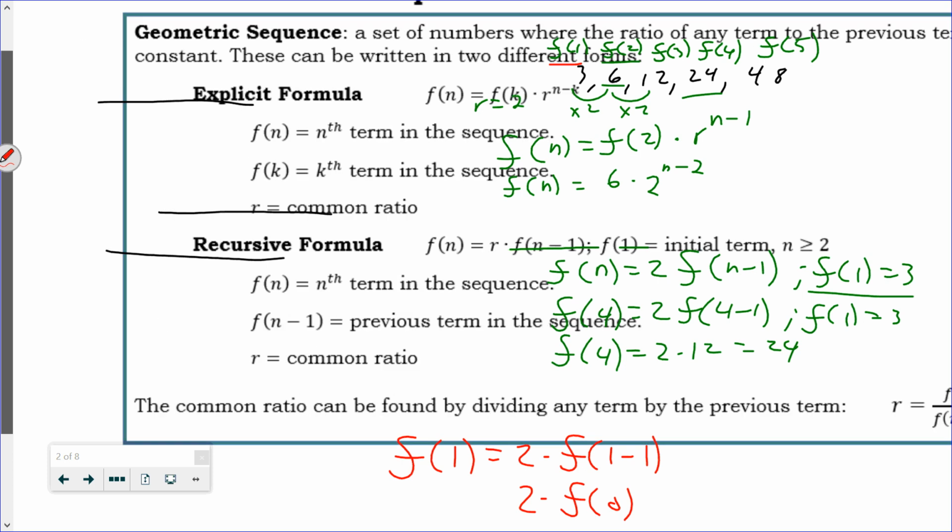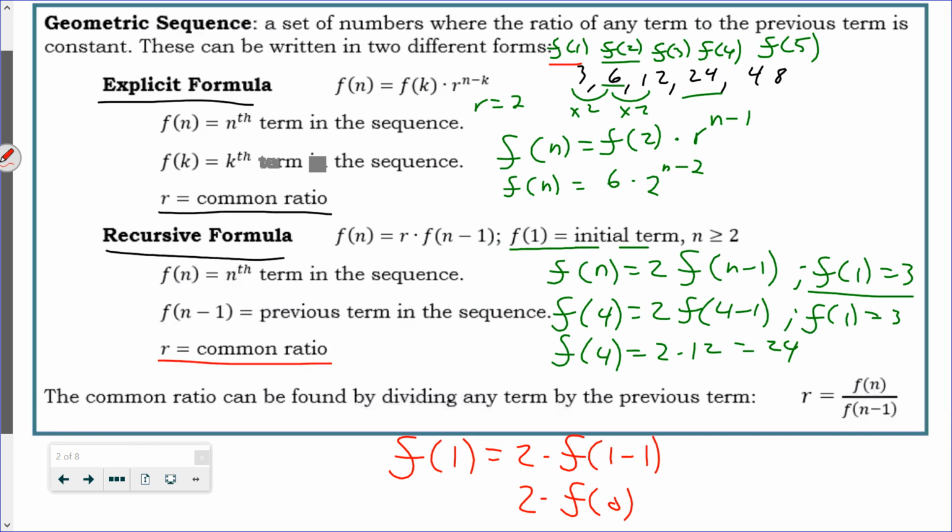R is a common ratio. The common ratio can be found by dividing any term by the previous term, or just the number you're multiplying with, the scale you're multiplying with, to get the next.